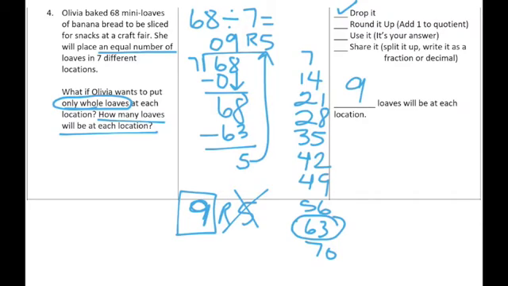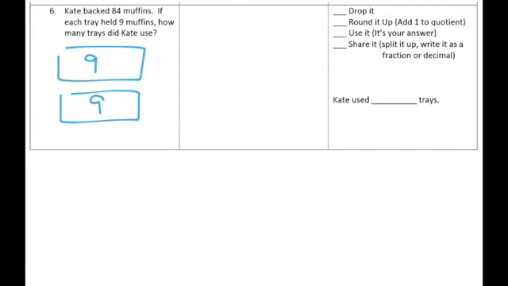Alrighty, we're ready to move on to our next problem. Last problem. Kate baked 84 muffins. If each tray held 9 muffins, how many trays did she use? So this is definitely a division problem. If I wanted to draw a picture, I could do that, and I could keep drawing until I got to the number around 84, right? So 9, 18, 27, and so forth. But instead of drawing it out, we will go ahead and do our division steps.